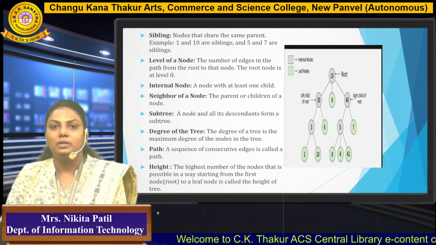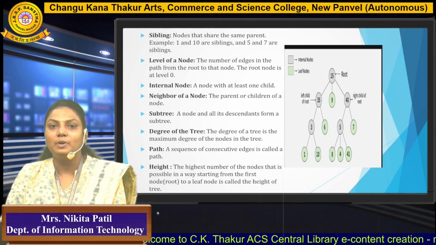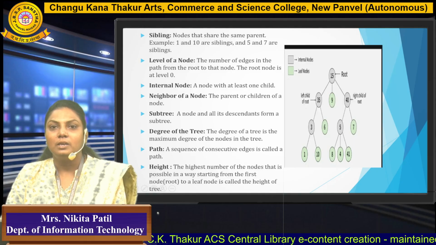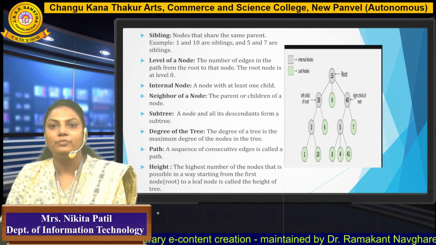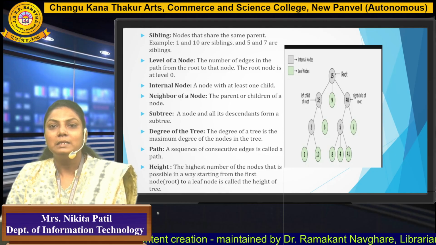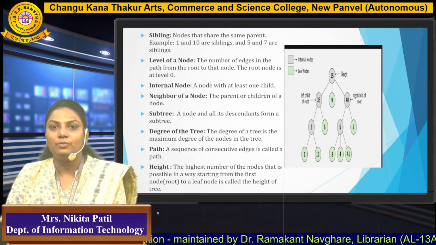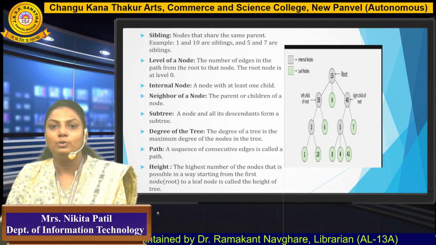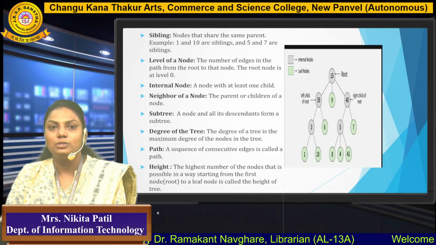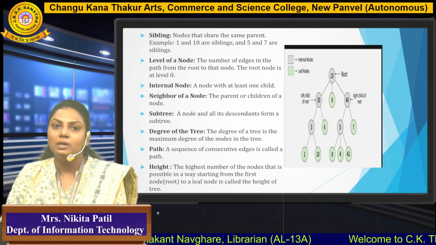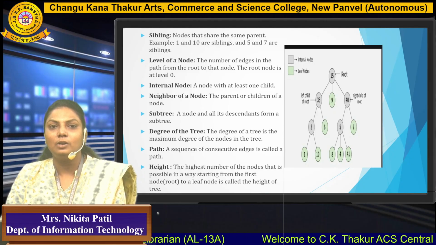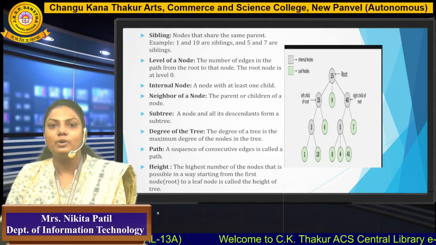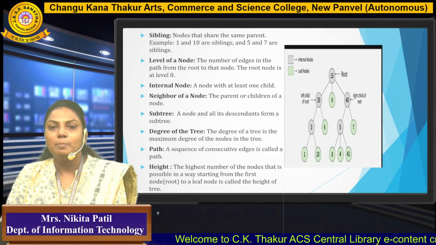Degree of the tree: the degree of the tree is the maximum degree of any node in the tree. Now in the given diagram, 15 is our root node, and the 15 node has three child nodes, that is 35, 9 and 40. Similarly, node 5 has three children, so the degree of the tree will be 3 because that is the maximum number of child nodes. Now the next terminology is path. A sequence of consecutive edges is called a path.